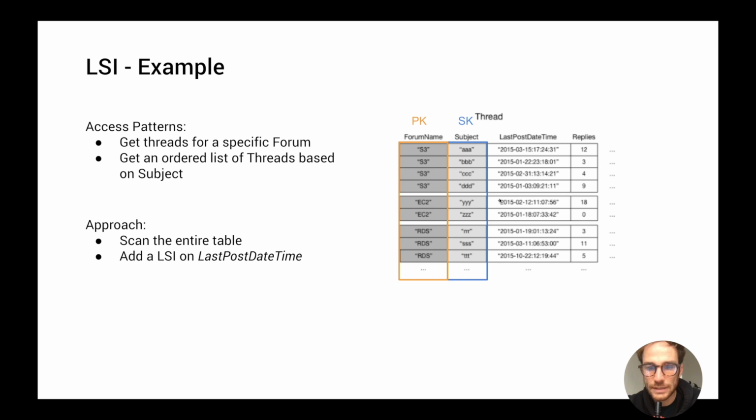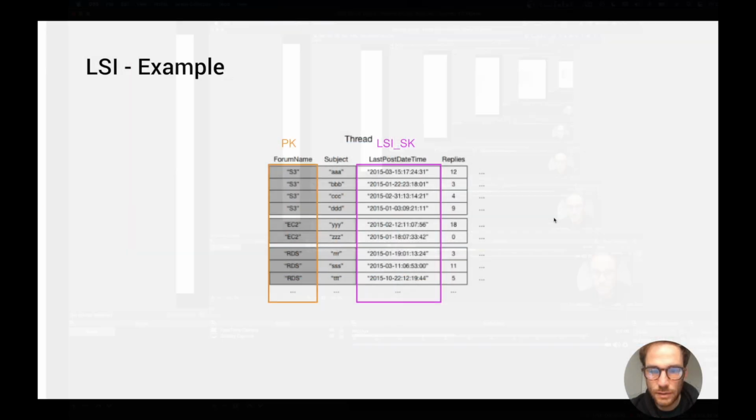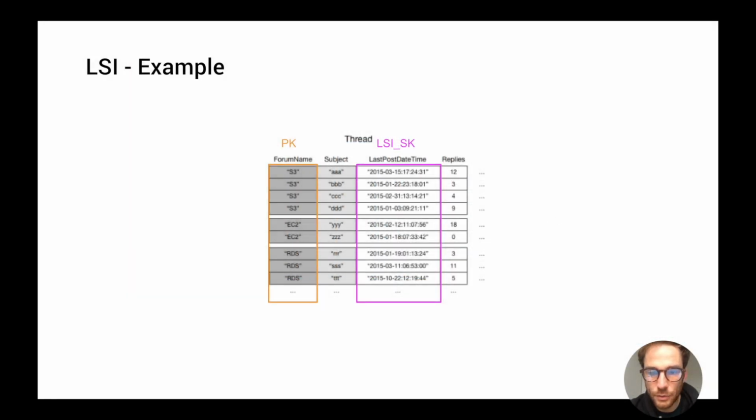A more scalable, more efficient approach would be adding an LSI, a local secondary index, on last post date time, for example. Let's see now how the table looks with the local secondary index that we just added. This is how the table looks with the new index that we added. So we added the local secondary index on last post date time. And of course, the partition key is the same as before.